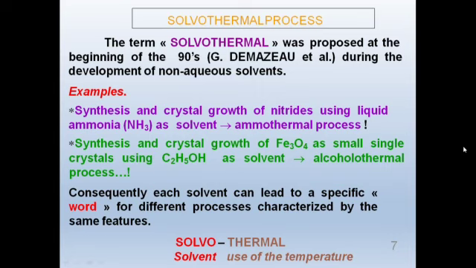Similarly, the second example is the synthesis and crystal growth of iron oxide as small single crystals using ethanol as a solvent. Here, ethanol is an alcohol, that is why the process is named the alcoholothermal process. Consequently, each solvent can lead to a specific word for different processes characterized by the same feature. Here solvo means solvent and thermal refers to the use of temperature.